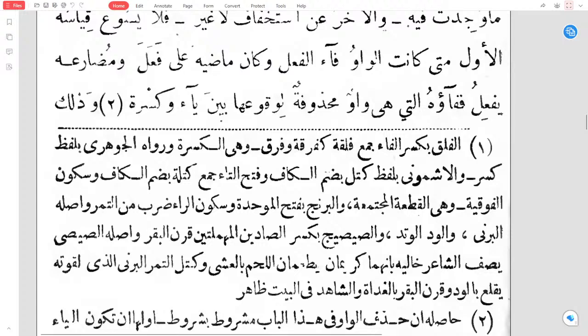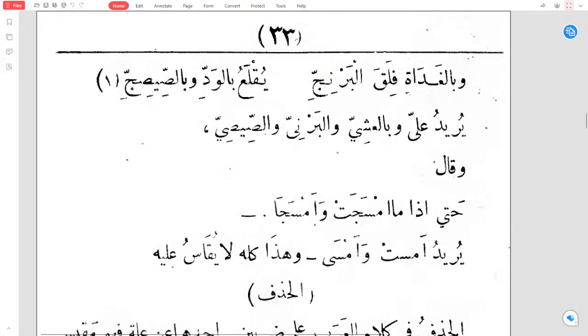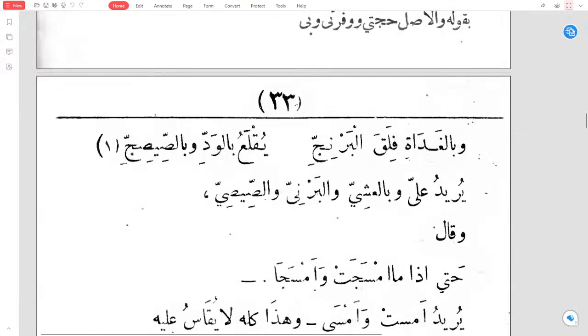And he's saying over here, وكتل التمر البرني الذي لقوته يقلع بالود والبقر بالغداة. Because of how good, like close to ripeness it is, it's not easy to take it off the tree. Therefore, these dates are plucked with pegs and with CC, the horn of a cow.